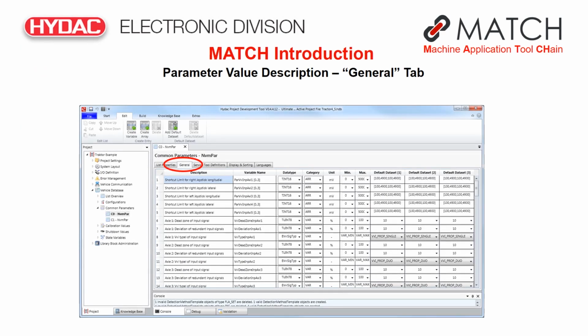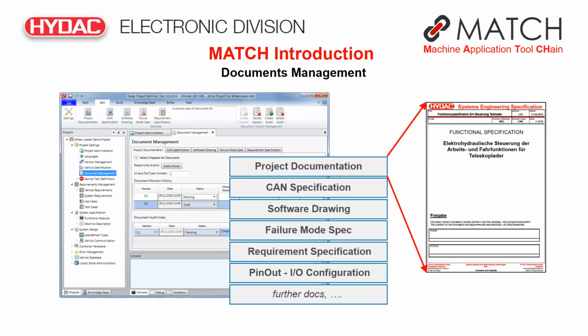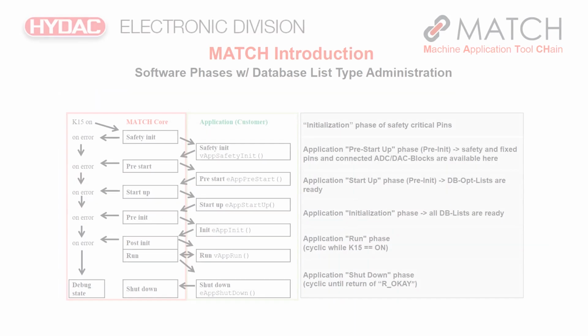By selecting the General tab under Common Parameters, the user can define specifics such as data type, category, units, min and max values, as well as default values for each variable. The Documents Management section allows for version management of several documents, including project documentation, CAN specification, software drawing, failure mode spec, requirement specification, I/O configuration, and others.